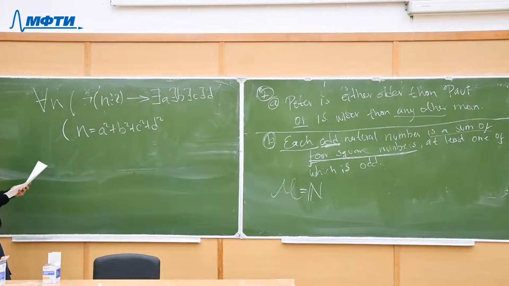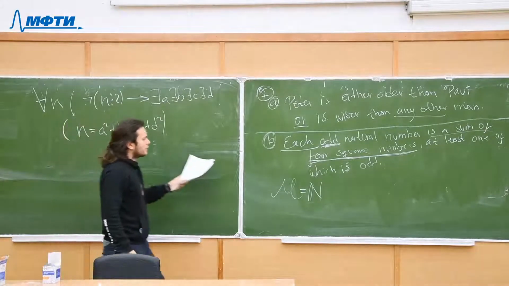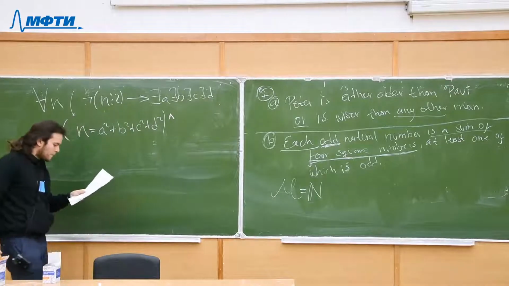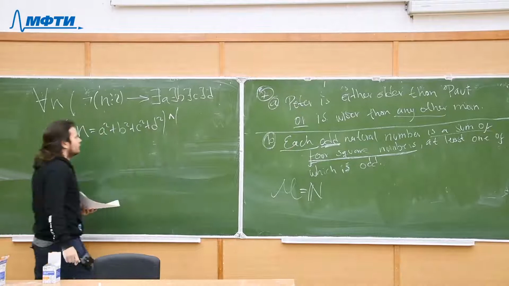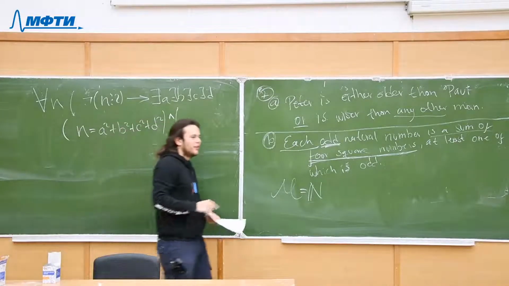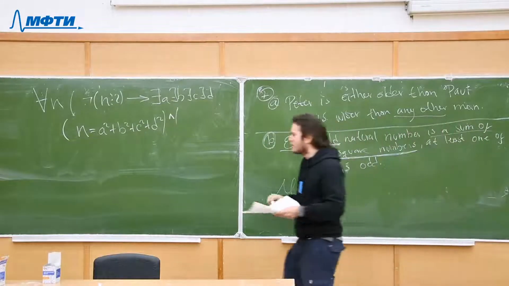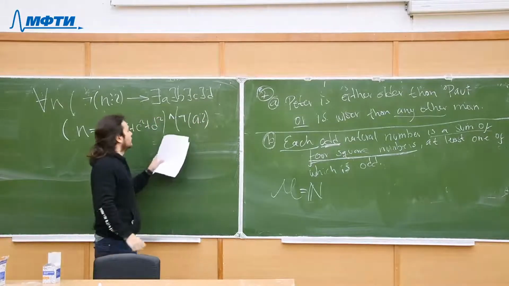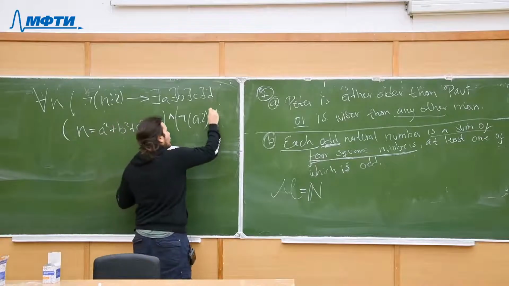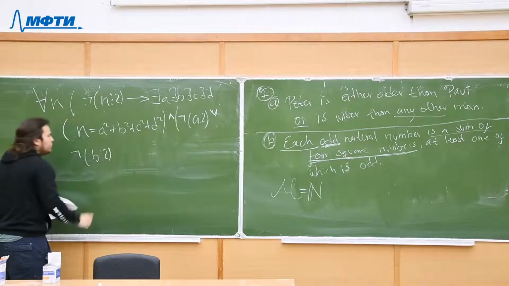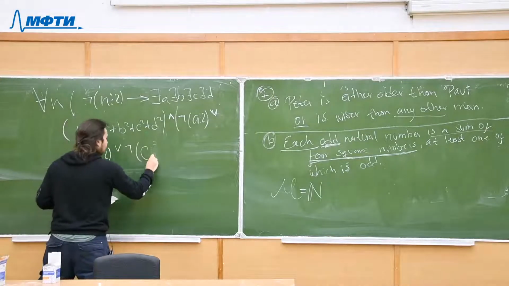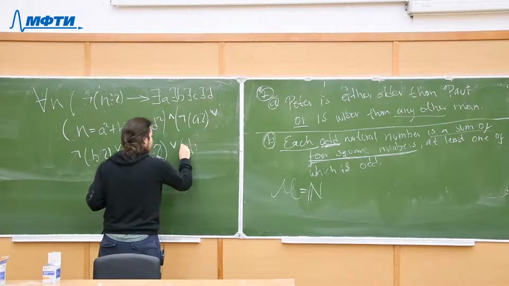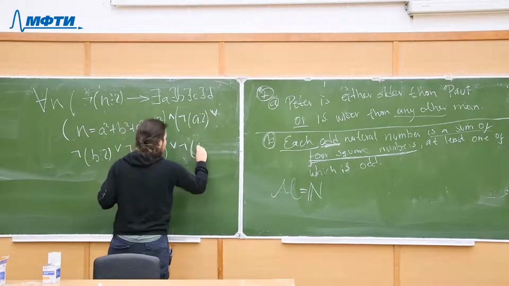Yes? And what else? And at least one of which is odd. So, and how do we write that? That at least one of these numbers is odd. Yes, or, okay, so and A is odd, or B is odd, or C is odd, or this odd.